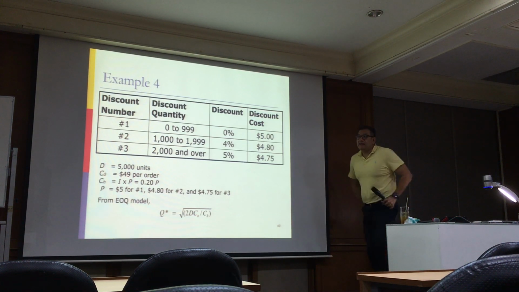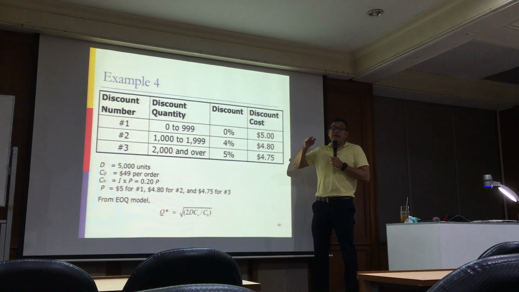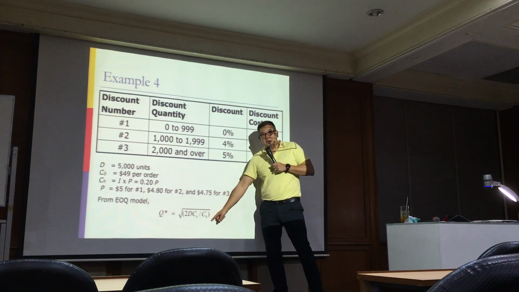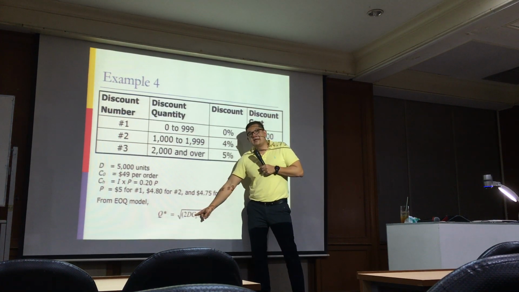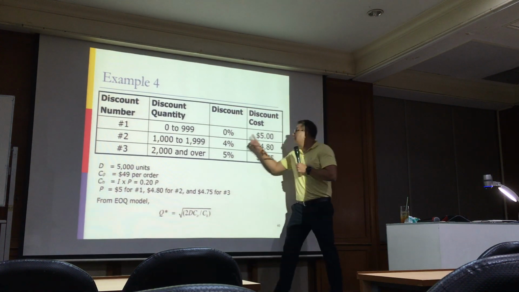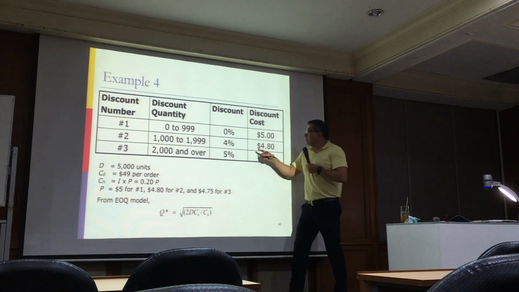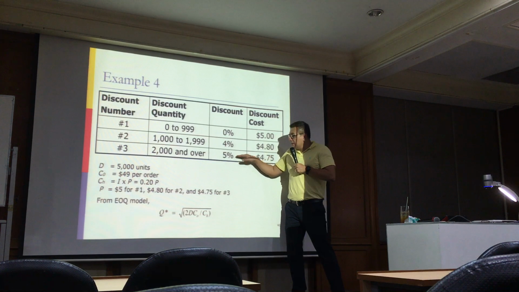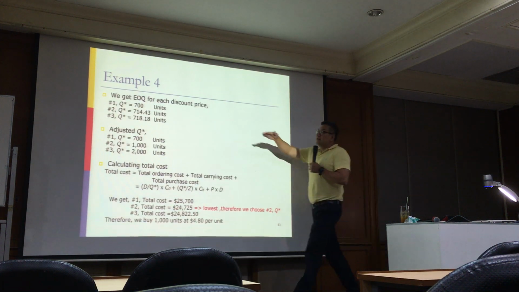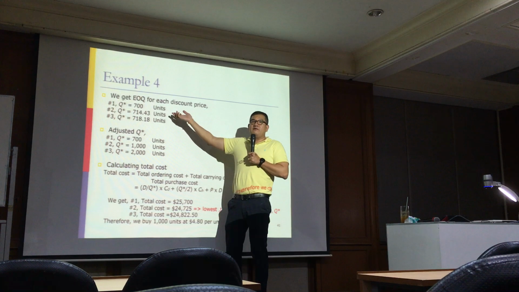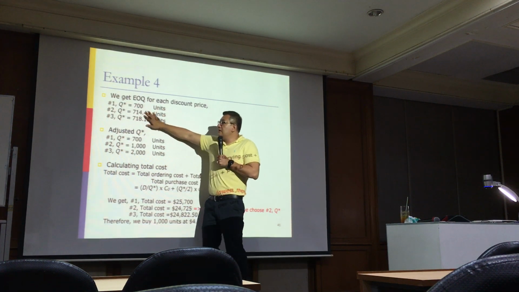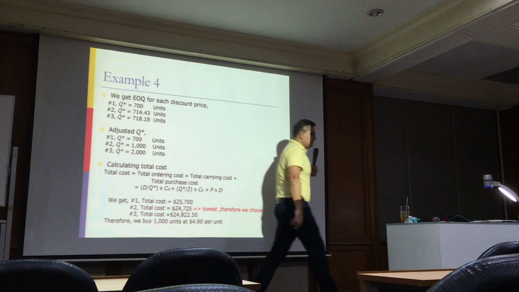For step 1, we calculate EOQ, or the Q star from the EOQ formula, for each level. EOQ is the square root of 2 D C sub O divided by C sub H. D is 5,000, C sub O is 49, but C sub H is going to be different for each level. For the first level it is 20% of $5. For the second level, C sub H is 20% of $4.80. And for the third level, C sub H is 20% of $4.75. So finally, this is the first step result. You have the Q star from the EOQ model equal to 700, 714, 718. Now we will consider this result from EOQ with the range.